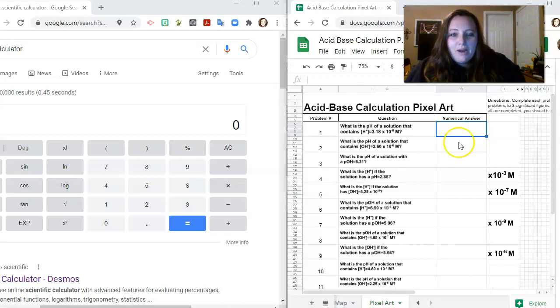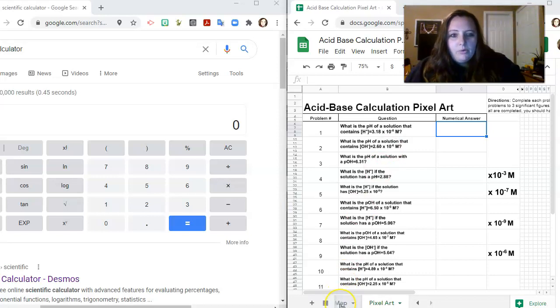So let's go ahead and practice. So I'm here, I'm ready to go. I have my first problem, I have my roadmap down here on this tab, and I have my calculator. So the first question is asking, what is the pH of a solution that contains the concentration of hydrogen ions to be 3.18 times 10 to the -8th molarity? Okay, so that's a tiny concentration.